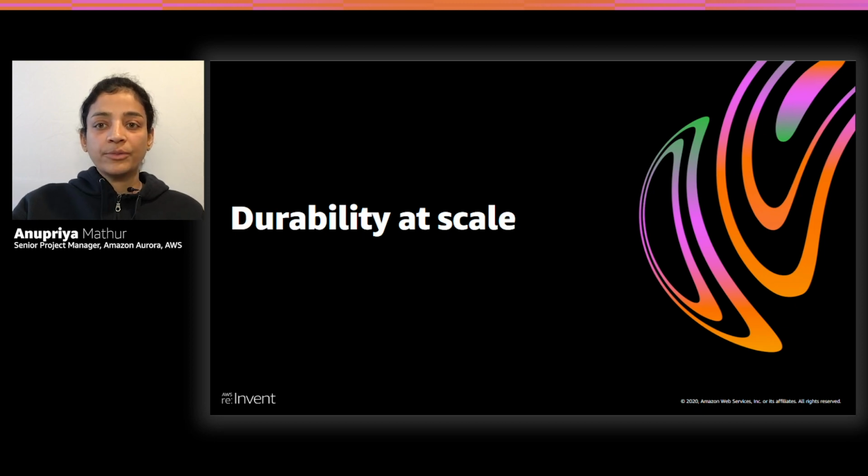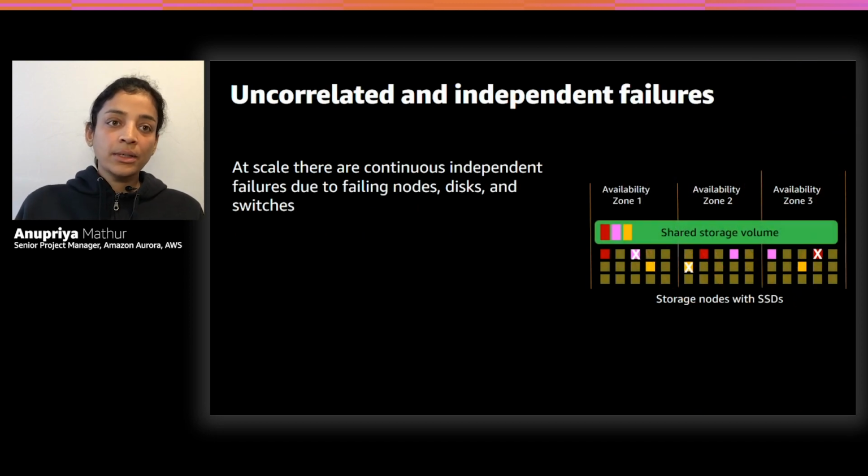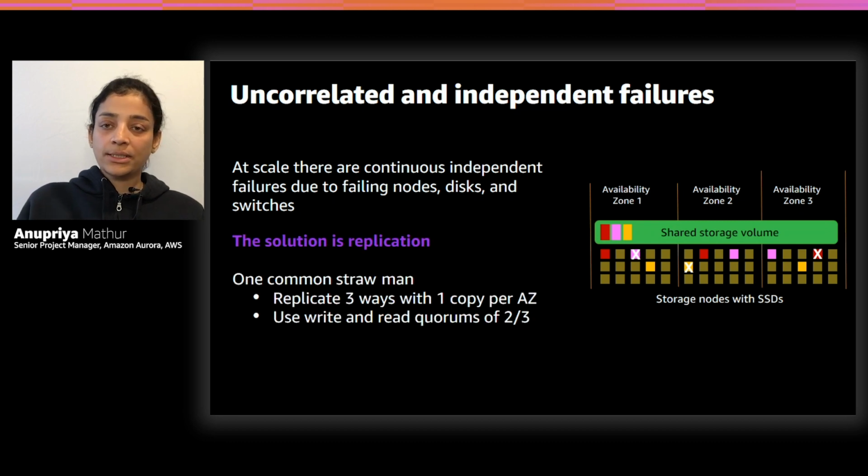So typically, in a database, there are independent causes of failures that can occur. For example, it could be a failing node or disk or switches, which you cannot always control. So a standard solution to that is to use replication. Typically you would do three-way replication. That is, you'll have three different availability zones, and you'll copy your data across these three zones. And then you'll use a read and write quorum of 2 by 3. That is, if two copies confirm, for example, a write, then you say that the write has persisted.